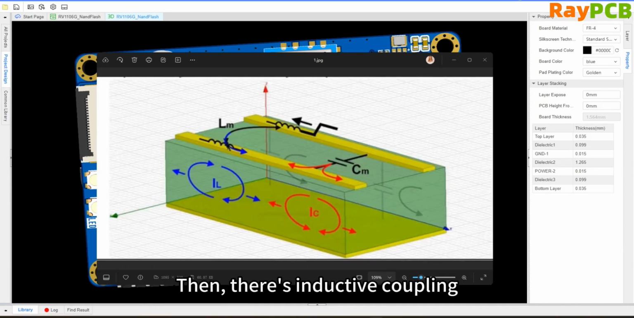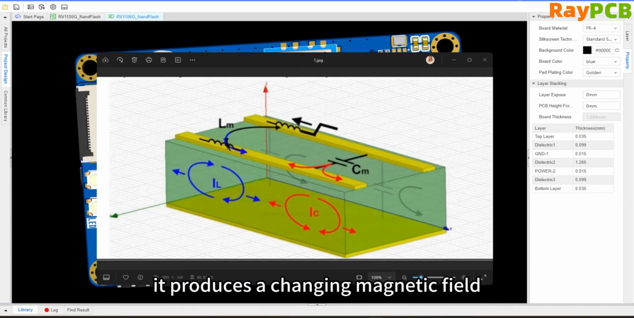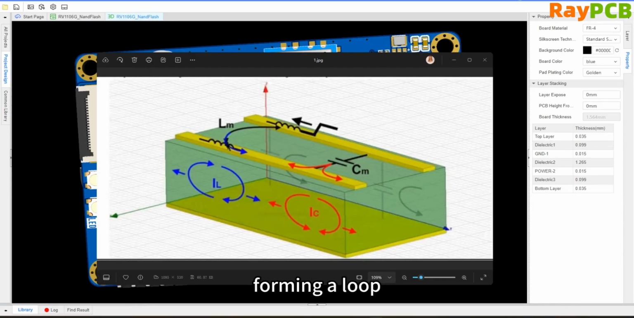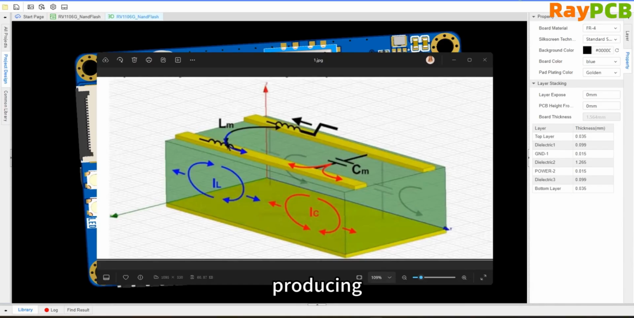Next, for inductive coupling, when the voltage on the aggressor line changes, it generates a changing magnetic field. This changing magnetic field passes through the victim line and its return path, forming a loop and induces a counter electromotive force on the victim line, generating an induced current. This is what we call inductive coupling.